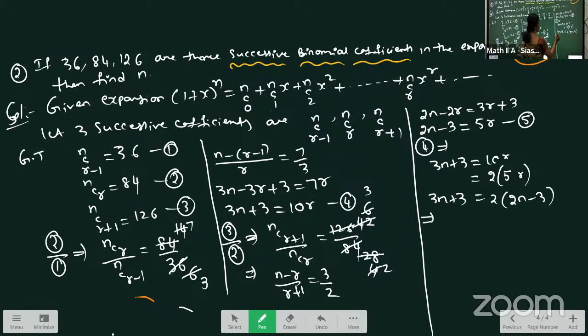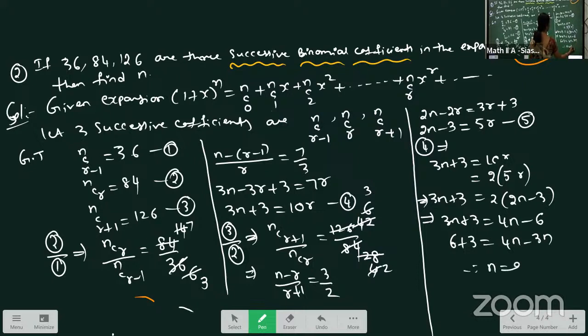Simplify. 3n plus 3 is equals to 4n minus 6. If minus 6 comes this side, plus 6 plus 3 is equals to, send 3n to the other side. 4n minus 3n. So finally we got n is equals to 9. It is asking the value of n. So we got directly n as 9.